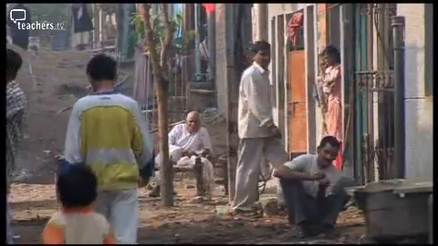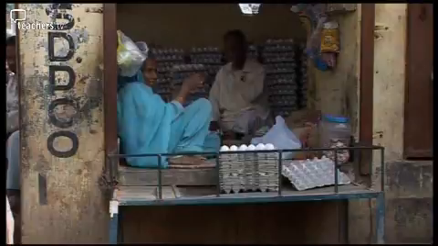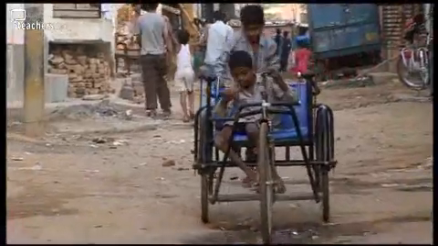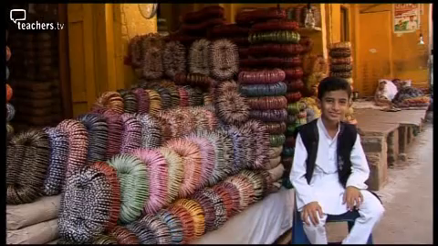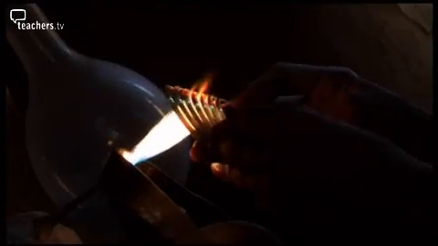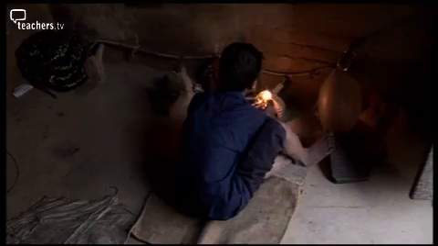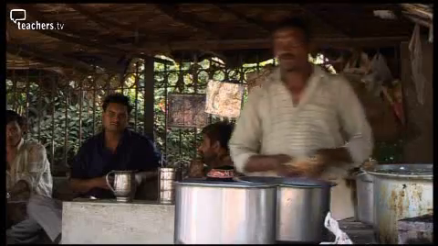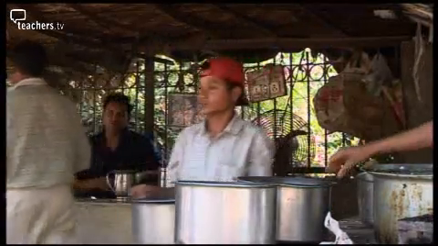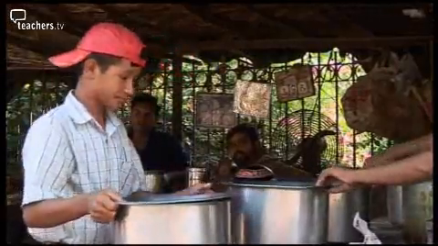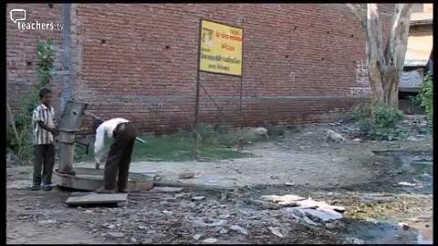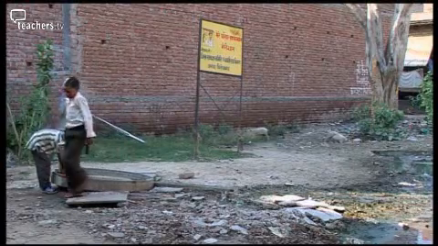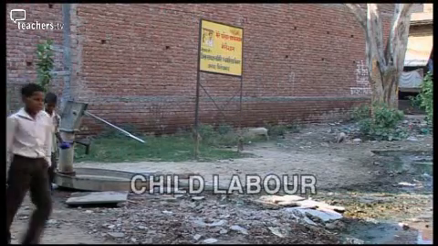The challenge of teaching global citizenship is to make complex issues and stories from faraway countries feel relevant to students in the UK. Child labour affects more than a quarter of a billion children worldwide, depriving them of the things children here take for granted. But banning child labour is not necessarily the answer, as millions of families depend on it to survive.